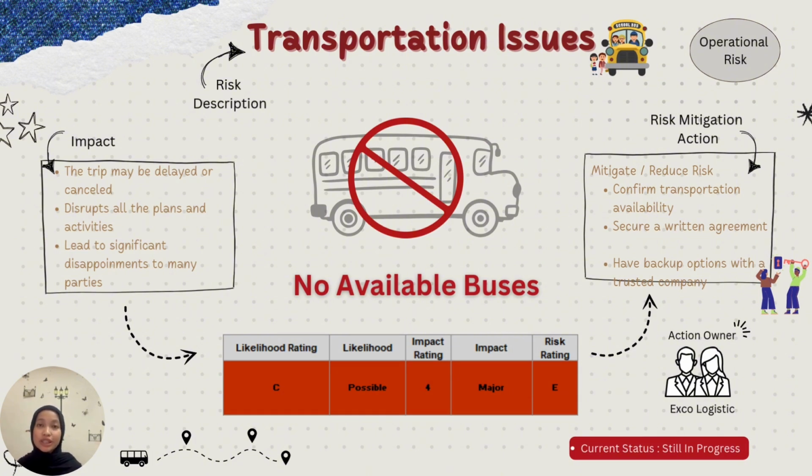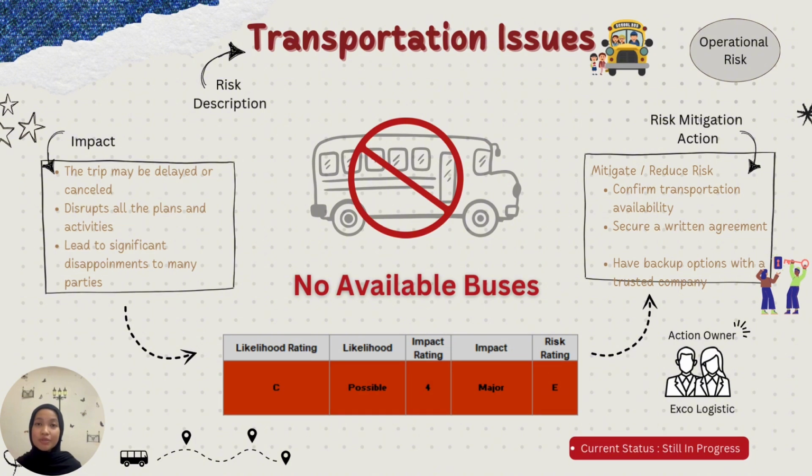Such an outcome will lead to significant disappointment not only for the participants who have been looking forward to the experience but also for the organizers who have invested time and effort into planning. Hence, the likelihood rating for this risk description is C, indicating that it is possible for this situation to occur. The impact is rated 4 out of 5, signifying a major consequence. Therefore, the overall risk rating is E, which means immediate action is required for EXCO Logistics to mitigate the risk.